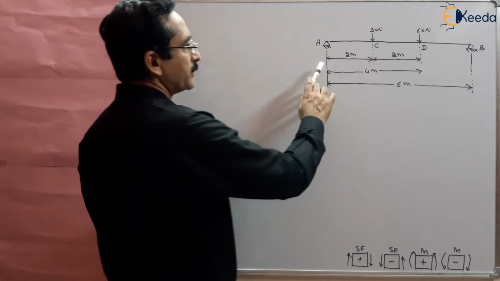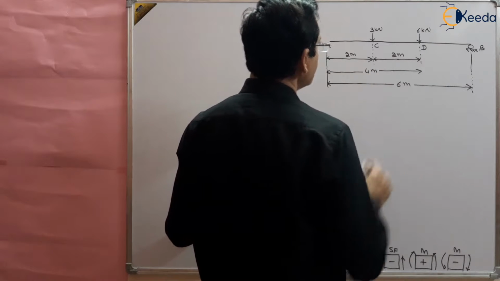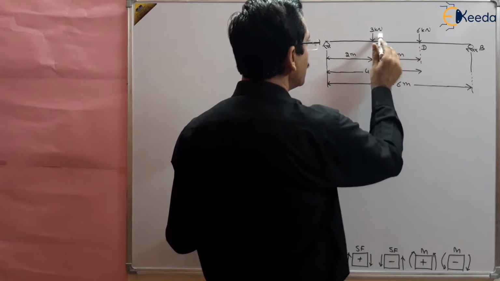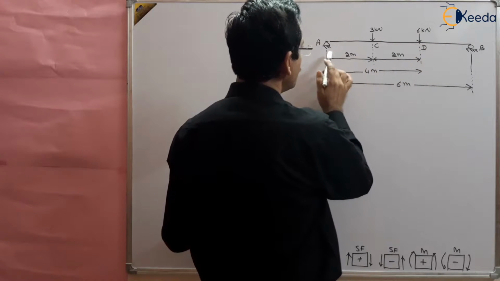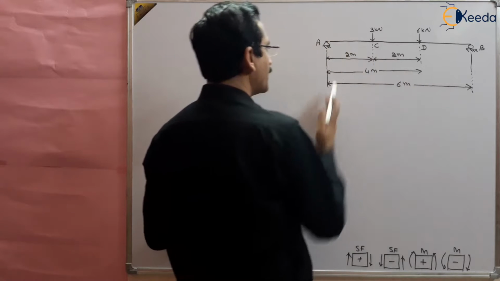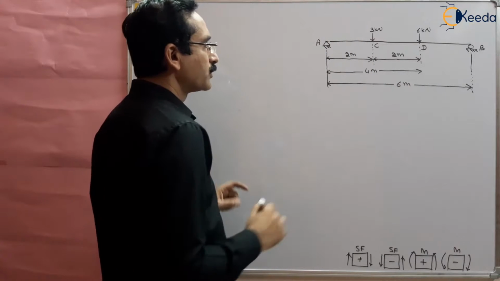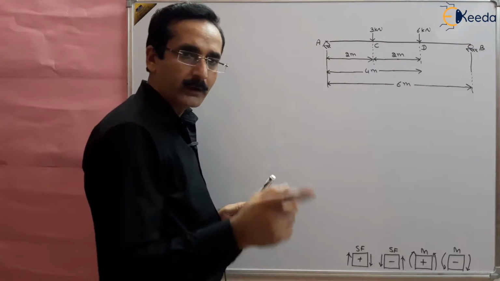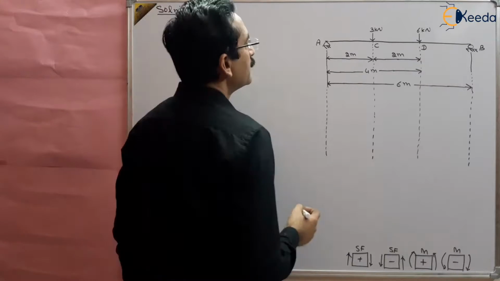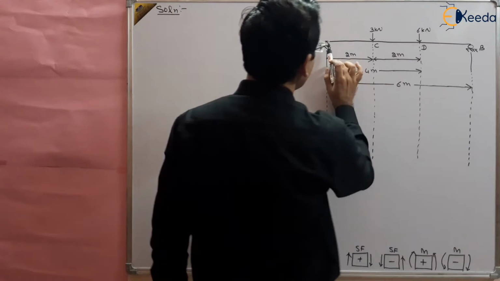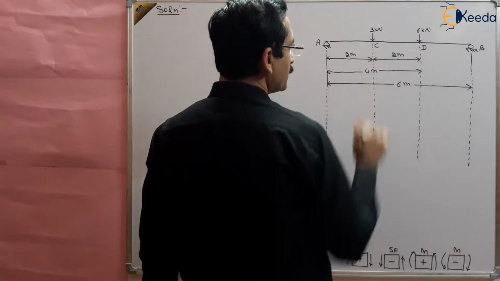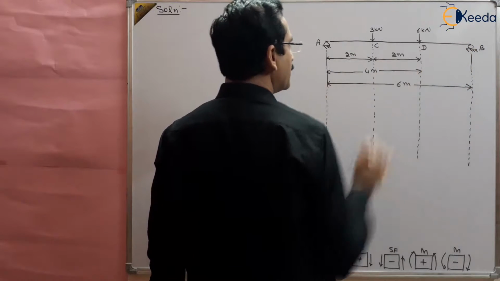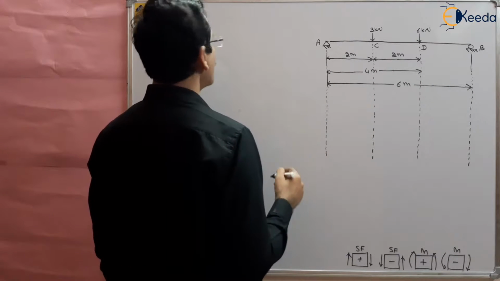This is a simply supported beam and we are given two loads, a 3 kN point load and a 6 kN point load at a distance of 2 meter and 4 meter from edge A, right? And we have to draw the shear force and bending moment diagram for this beam. Between A to C there is no load. We can take one section between A to C, one between C to D and one between D to B. Before that we want to find out the reactions.